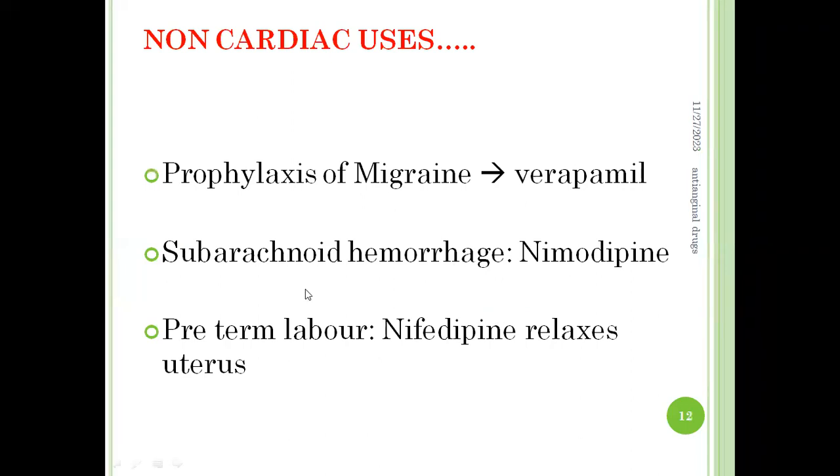Non-cardiac uses. This is used for the prophylaxis of migraine. The commonly used agent is verapamil. Nimodipine, which is a highly lipid-soluble agent, can cross the blood-brain barrier, so it is used for subarachnoid hemorrhage. Nifedipine is used in case of preterm labor. It reduces the uterine contraction in case of preterm labor, thereby causing uterine smooth muscle relaxation.